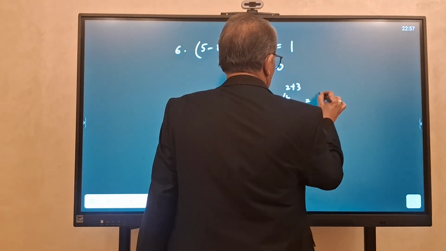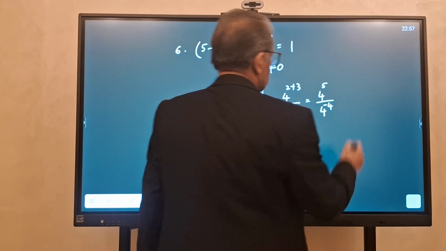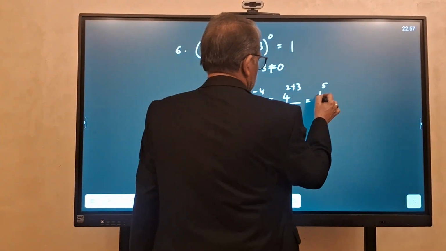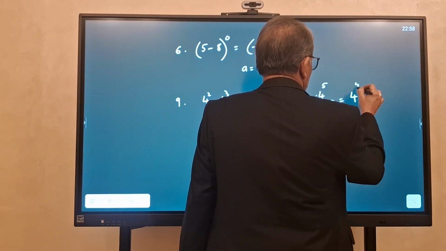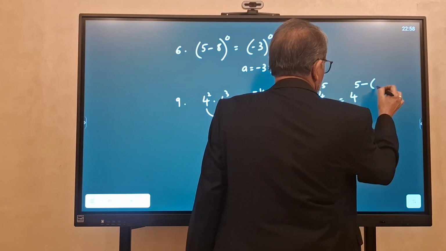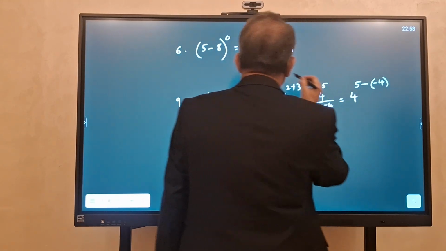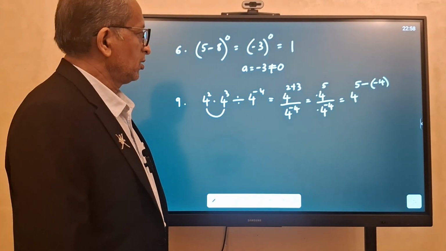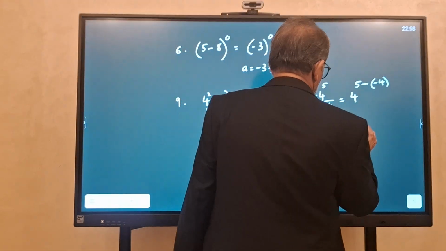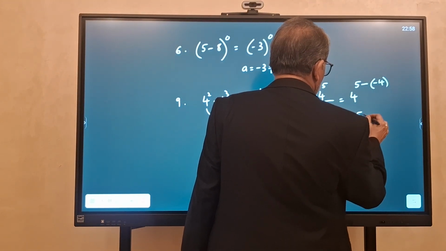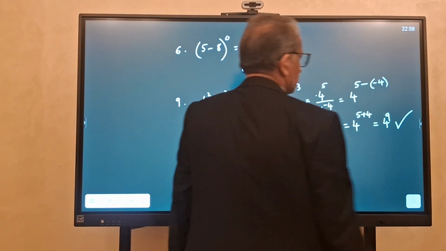So what is the power of 4? It is 5. What is the power of 4? Minus 4. Now the bases are the same, I apply the second rule. So 4 to the power 5 minus and minus 4. Because the power itself is minus 4, I write this minus because of the formula. So opening the bracket, you know that minus into minus is plus. That is 4 power 5 plus 4. That is 4 power 9, the answer.